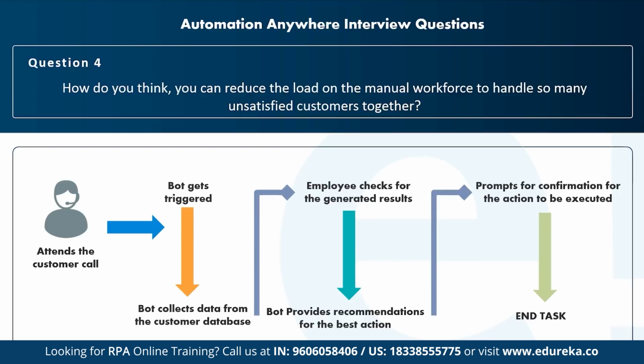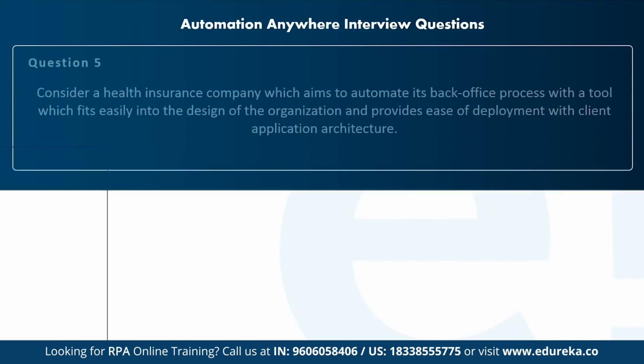So that's how the task ends also, guys. So guys, this is how you can reduce the load on manual workforce to handle many unsatisfied customers together. Now let's move forward with our next question.